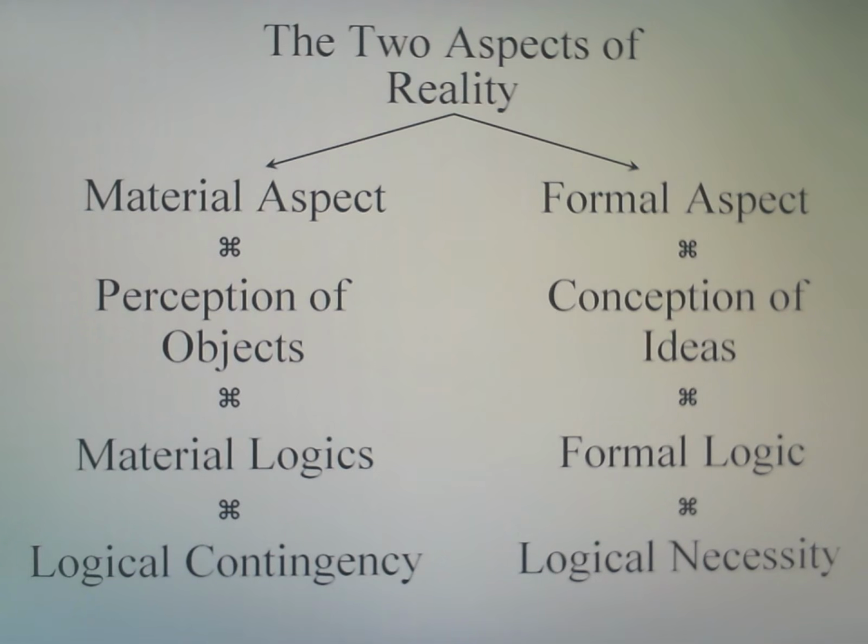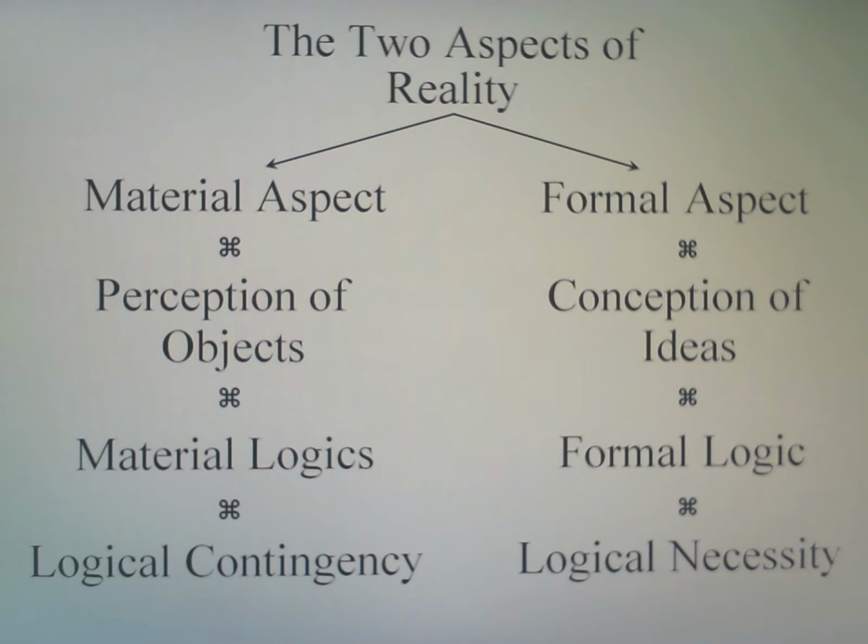In contrast, the formal aspect of reality has only one logic that applies to it. We call that formal logic. It is known as deduction. And we use that to corroborate the ideas that we have discovered with the material logics.